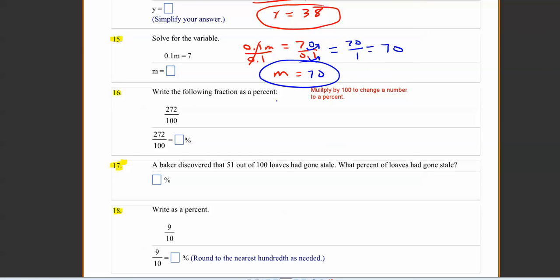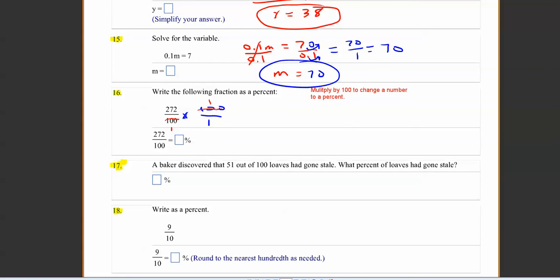To change a number to a percent, we want to multiply by 100. So any number that it is, we can multiply by 100 to change it into a percent. So 272 over 100, if I take that and multiply it by 100, and let's make this in fraction form, so 100 over 1. Well, the first thing that I see I can do is to simplify, because I have a 100 in my denominator and a 100 in my numerator. So I can divide each one of those by 100.